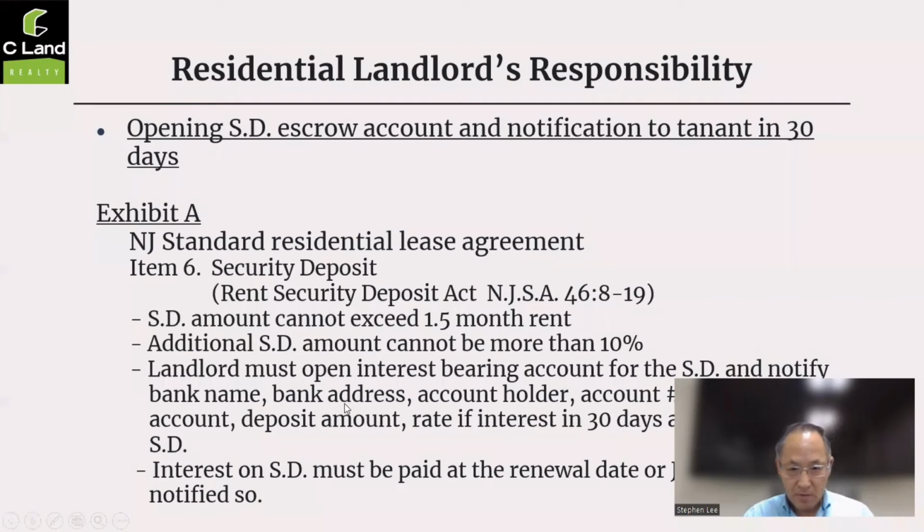So I want to summarize that item number 6. It says the security deposit amount cannot exceed 1.5 months' rent. So we are reading this Rent Security Deposit Act. And the next thing it mentions is that the additional security deposit amount cannot be more than 10% annually. In other words, if rent goes up, then the security deposit can go up too, but annually the additional portion cannot exceed 10% per year.